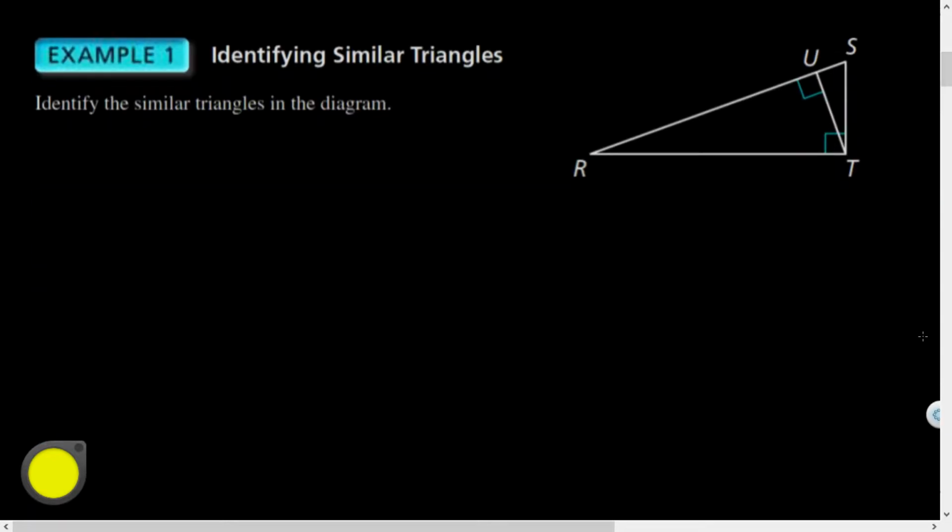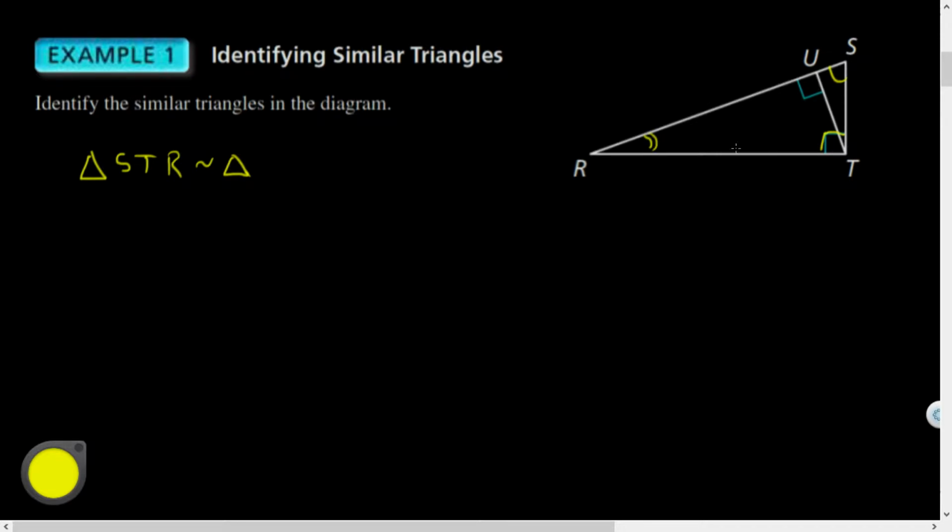Example 1. Identify similar triangles. Okay, so let's go with the big one first. I'm going to call that STR. All right, so triangle STR is similar to triangle... So let's see, I started at the big angle, went to the right angle, and ended on the acute angle.